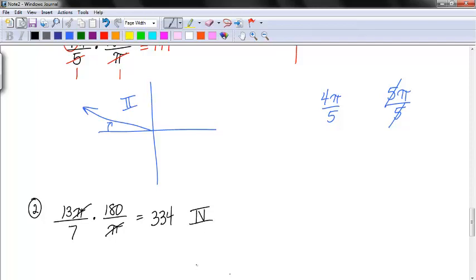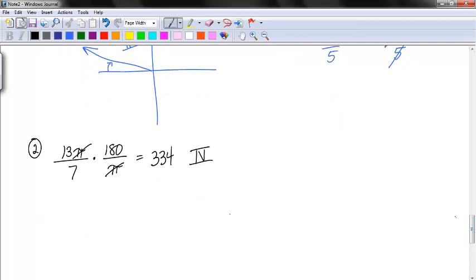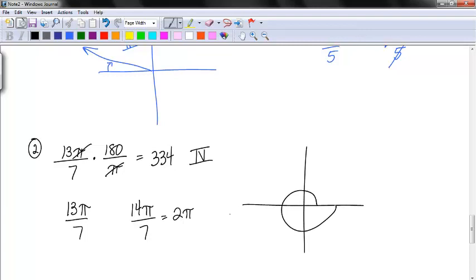Okay, now, if this was me, I didn't want to do that much on the calculator. So I'm looking at this. Instead of looking at 13 pi over 7, I'm looking at 14 pi over 7. 14 pi over 7 is 2 pi. And 2 pi is all the way around. I'm a little short of that. So I'm in here, so I'm at quadrant 3. Or 4, sorry. Quadrant 4. But that's a little less work if you don't have the calculator.